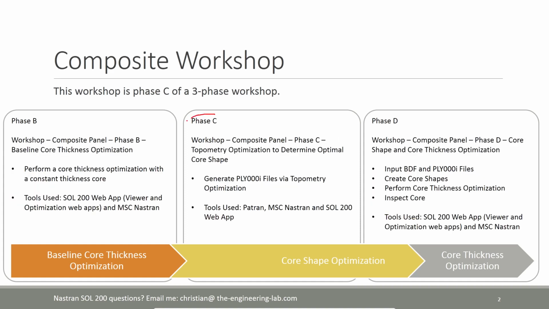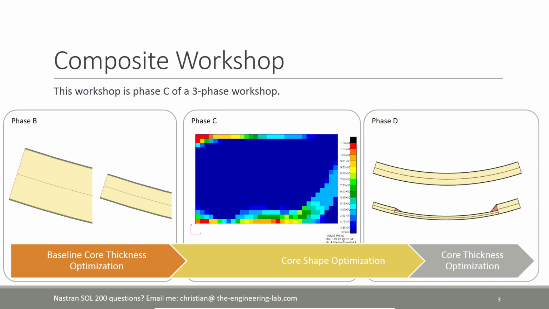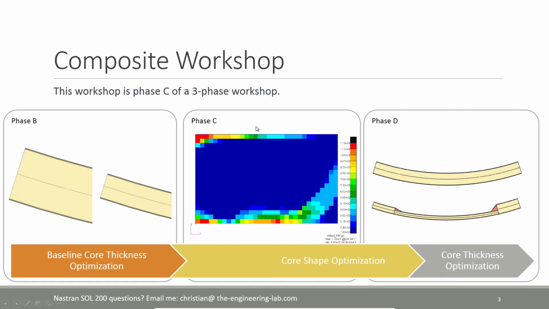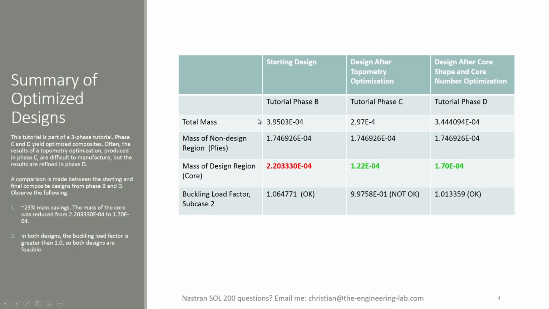Now, this is part 2 of a 3-part series. Right now, think of this workshop as a workshop to generate data. Once we have this data, we'll go ahead and start a new workshop where we're going to use that data to create a core that has a variable thickness, or rather, I think this diagram does a better job. We're going to create a core where the thickness is allowed to vary in different regions of the curved panel. So let's go ahead and get started with this workshop.